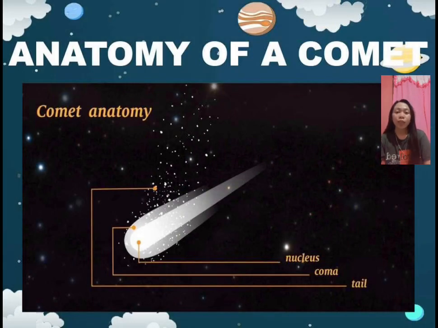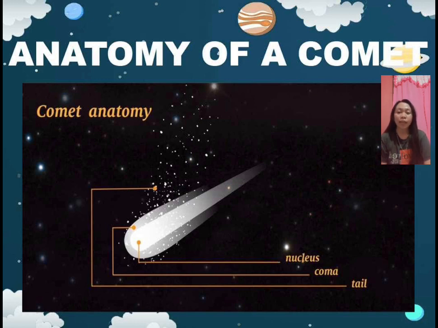First, we have the nucleus, the solid core of a comet, usually a few kilometers in diameter, composed of volatile ice and rocky materials held together by gravity. Next, we have the coma. As the comet approaches the Sun, the solar radiation heats up the nucleus, causing the ice to vaporize and release gases and dust. This creates a glowing coma, a hazy envelope surrounding the nucleus.